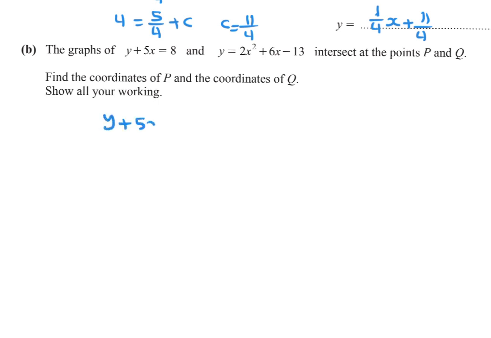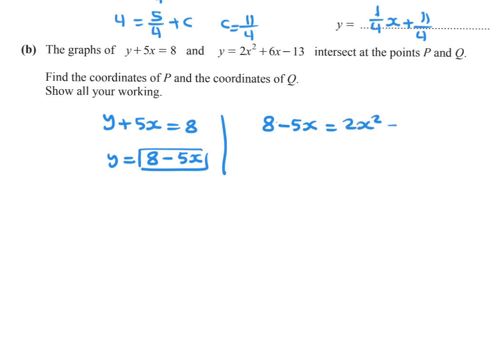We have y plus 5x equals 8. So this means y equals 8 minus 5x. So now substitute in the quadratic. So y, which is 8 minus 5x, so 8 minus 5x equals 2x squared plus 6x minus 13. Now put all on one side. So transpose 8 and negative 5x to the other side. So now you have 2x squared. We have 6 and negative 5 going to the other side, so 6 plus 5. So now you have 11x. And we have negative 13 and 8 going to the other side, so negative 13 minus 8. So negative 21 equals 0.